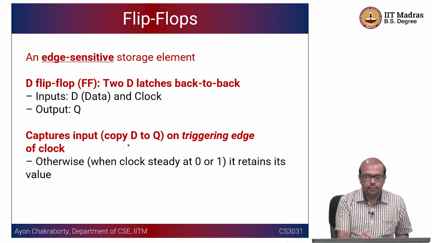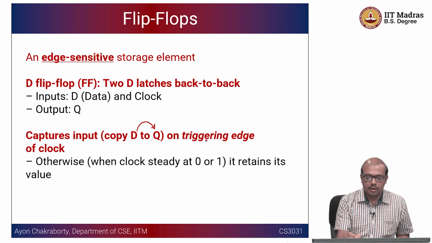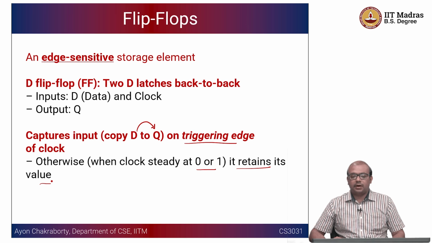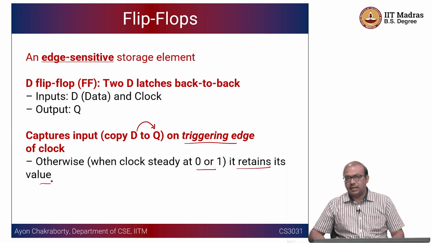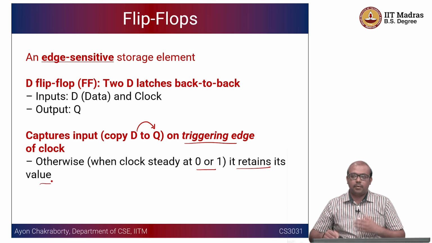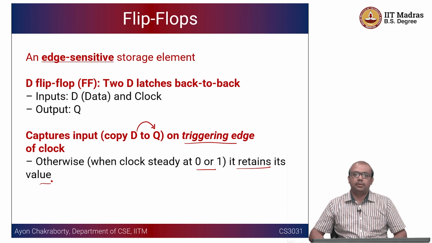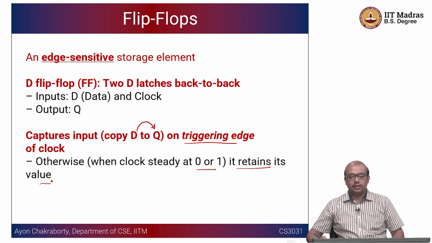It captures the input, which is basically copying D to Q on the triggering edge of the clock. Otherwise, when the clock remains steady at 0 or 1, it retains its value. This is very important. If the clock's value is just 0 or 1, nothing happens to the circuit, which was not the case in a D-Latch. If the clock's value is 0, then nobody can tamper with the value. But when the clock is 1, which is write enable equal to 1, then whatever input is coming is immediately going to reflect on the output. Okay, so this is the basic definition of a flip-flop.